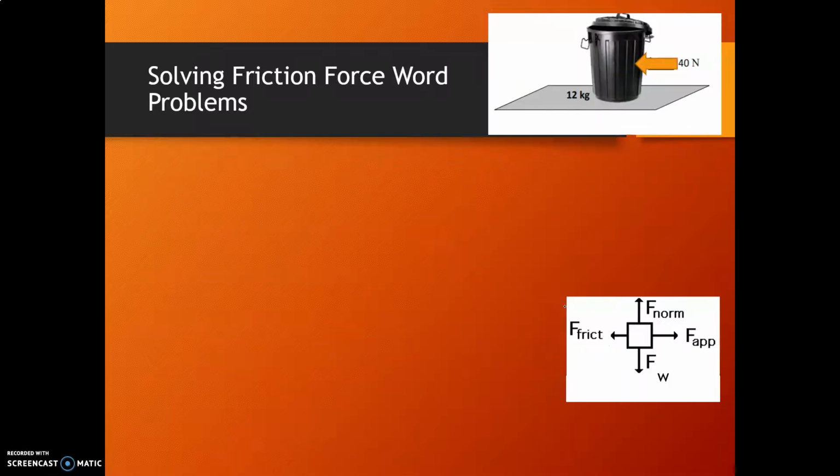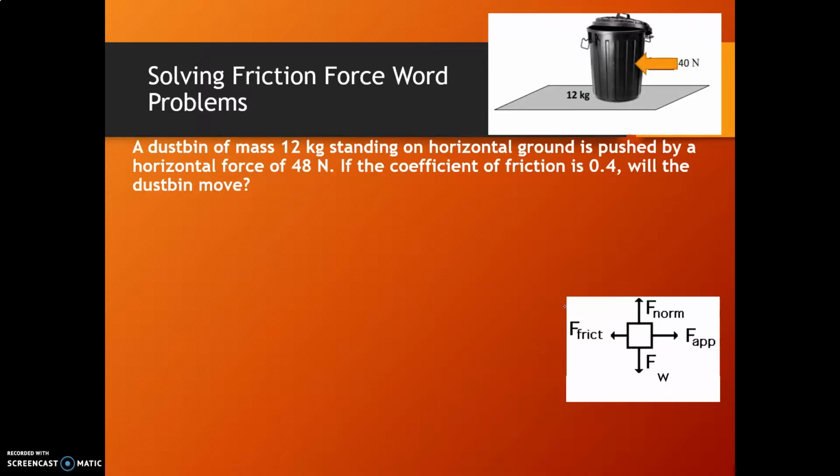All right, let's look at moving this trash can. The trash can, a dustbin, has a mass of 12 kilograms. As you can imagine, we are going to have to convert that mass and figure out what the weight of the trash can is. It's standing on horizontal ground, and it is pushed by a horizontal force of 48 newtons. This diagram should say 48 newtons is being pushed. If the coefficient of friction is 0.4, will the dustbin move?